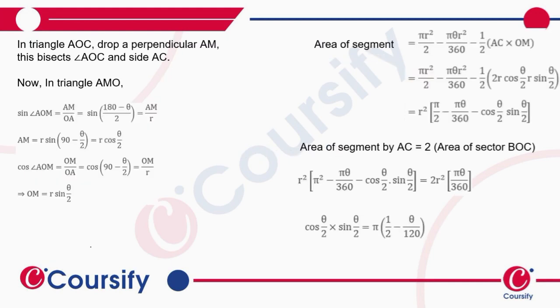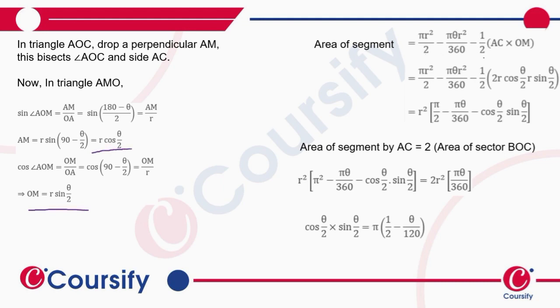Then again, from the triangle AMO, we will get sine of the angle AOM as AM by OA, that is AM by R. Then again, when we solve it further, we will get OM as R sine theta by 2 and AM as R cos theta by 2.